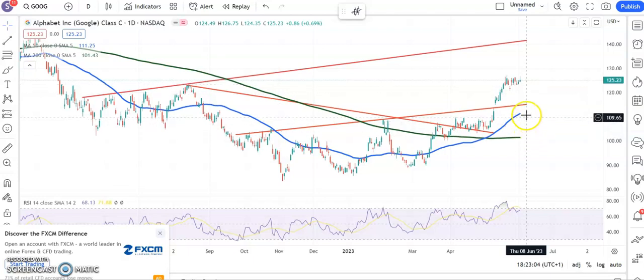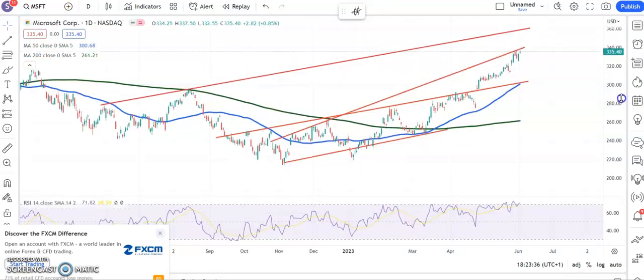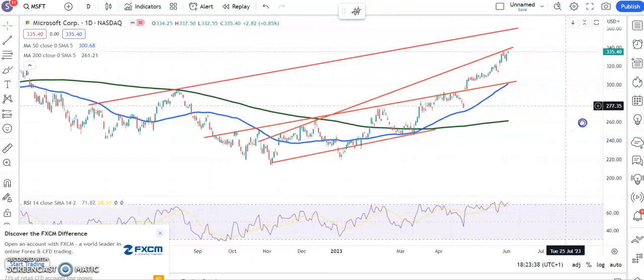50 and 200-day lines both rising. We're not overbought at the moment either, so it looks as though an end-of-day close through 127 should do the trick for Alphabet. On to Microsoft, which has been another winner.